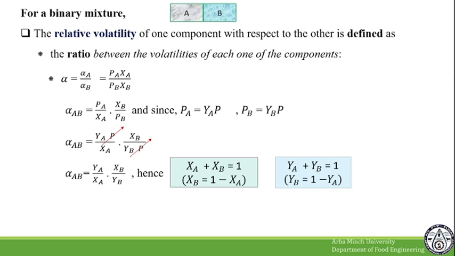So yB is equal to 1 minus yA. When we substitute this xB and yB value in the first equation, we get an equation like this: alpha AB is equal to yA over xA times (1 minus xA) over (1 minus yA). So we could rewrite it like this.